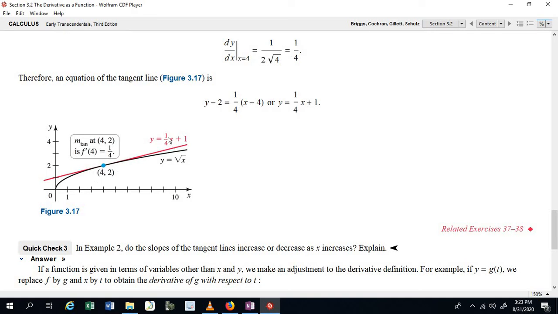This does have a positive slope, so it looks to be about 1/4. And it has a y-intercept of 1. So this equation appears to be matching our graph.